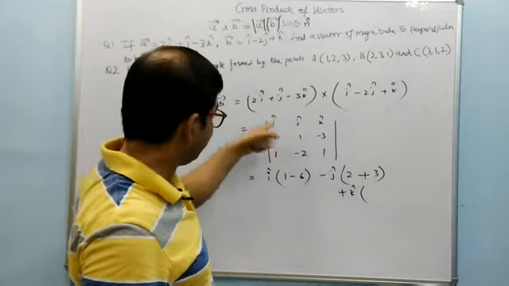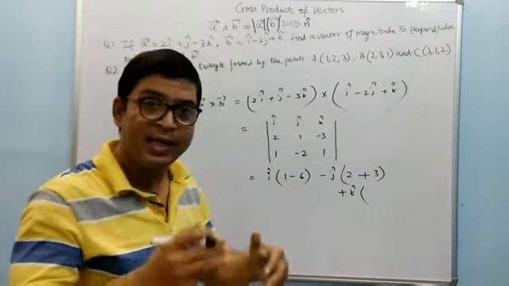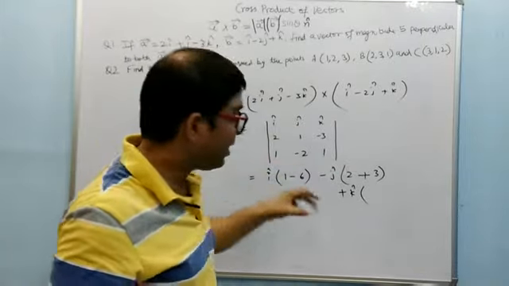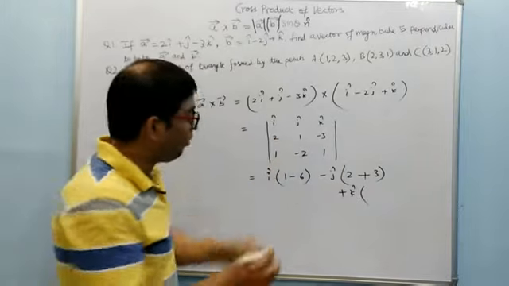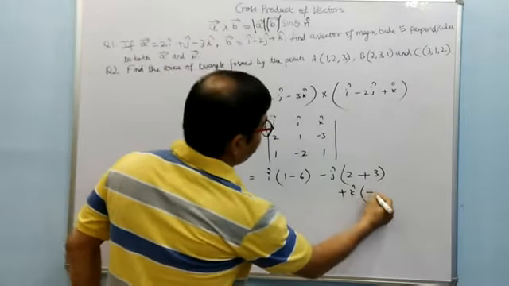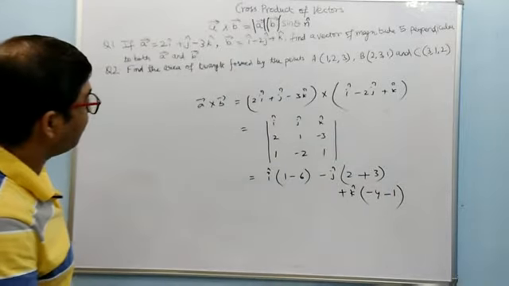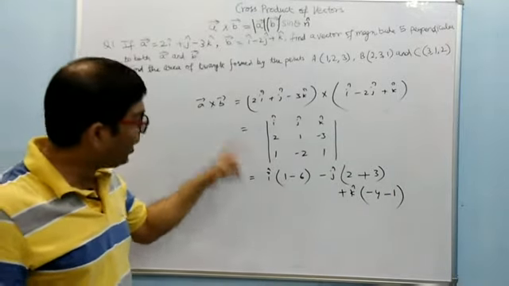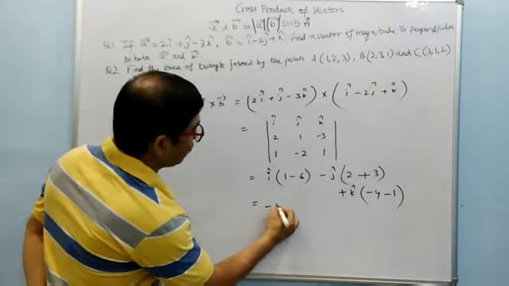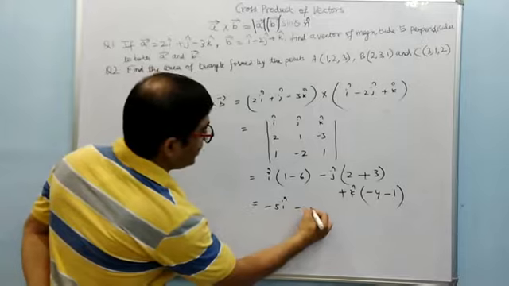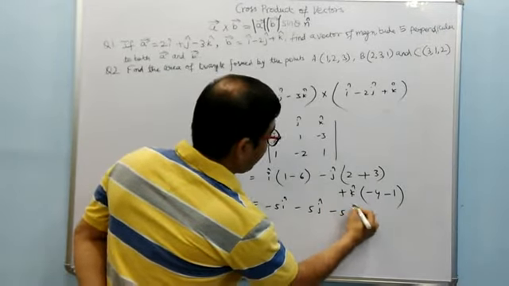This time the corresponding row and column is getting cancelled and 4 items are left over. That's the cofactor we have to find. So it is coming out to be this into this, minus 4, minus 1. So we got a vector which is perpendicular to both A and B. It is coming out to be minus 5 i cap, minus 5 j cap, minus 5 k cap.